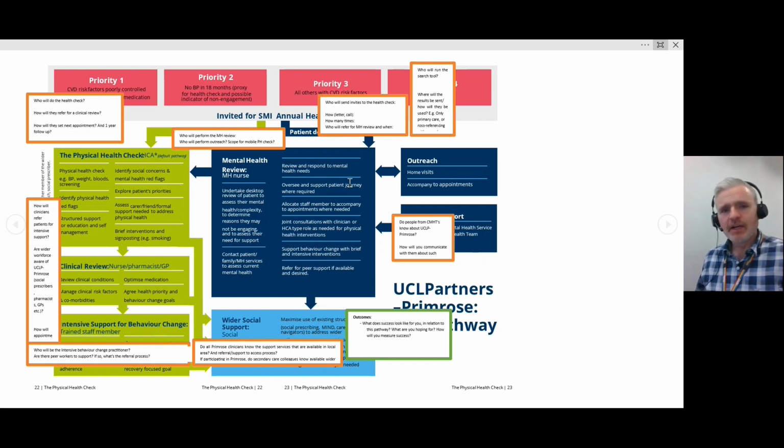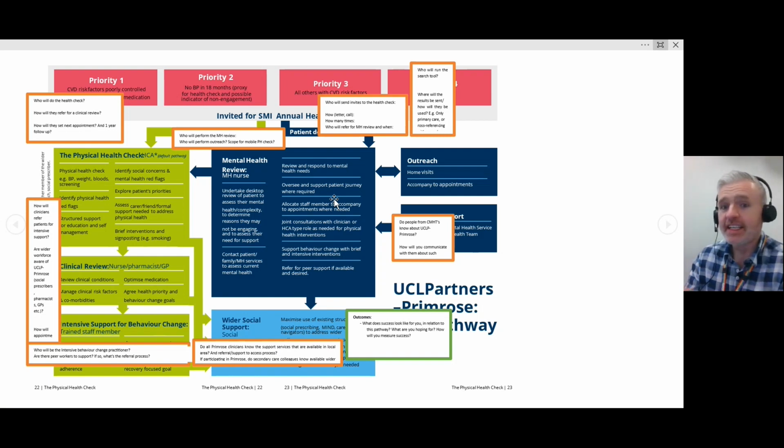You need also to think about the non-engagement side of the algorithm. So very important to think about who's doing the mental health review. Is this someone from your core mental health team? Is this somebody embedded in secondary care? Is this somebody in primary care? Who is the best person to do this? And do they have access to the right systems, and so on?